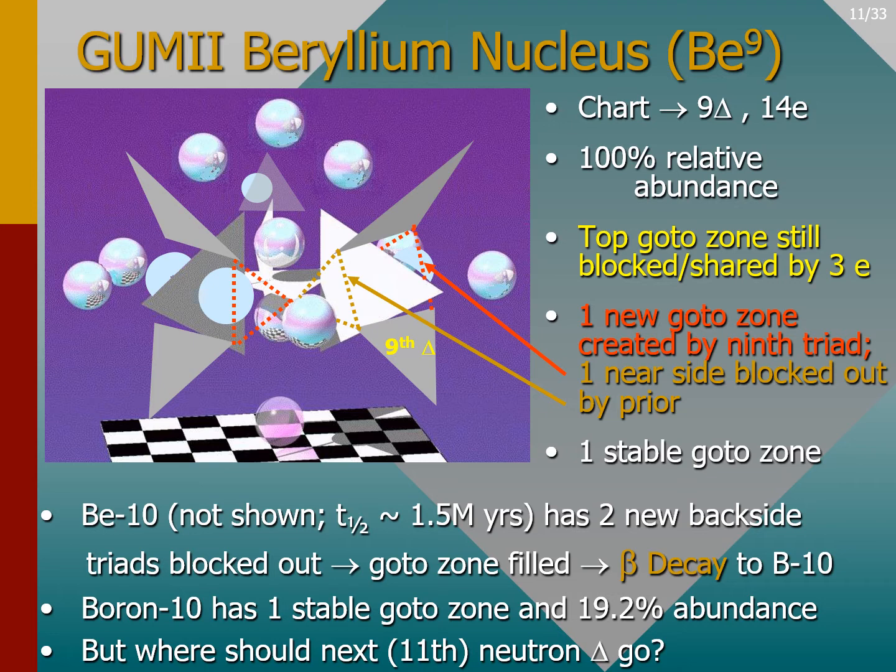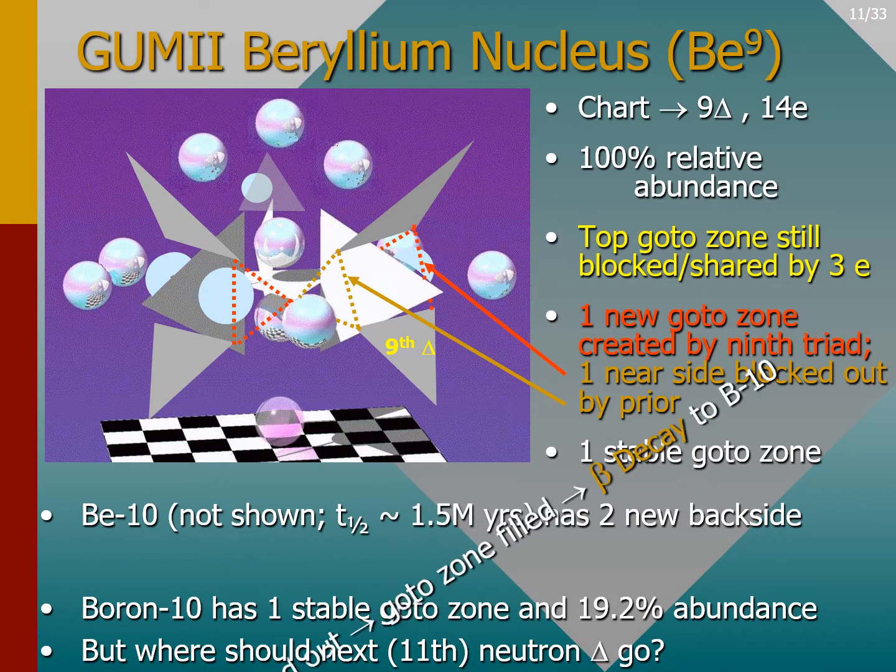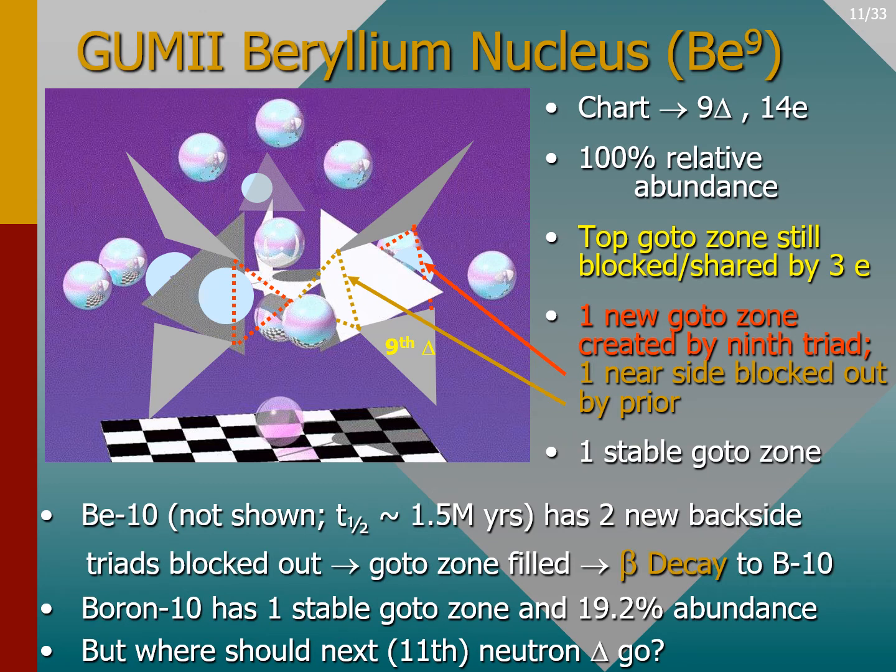But no additional electron locations are gained because neighboring virtual quark triads already fill them both. So the beryllium-10 nucleus ends up with no free go-to zones, and is thus a candidate for beta decay into a stable boron-10 nucleus. Note that the last lower edge attachment point is filled by the 10th triangle. So where should one attach the 11th triangle or neutron?